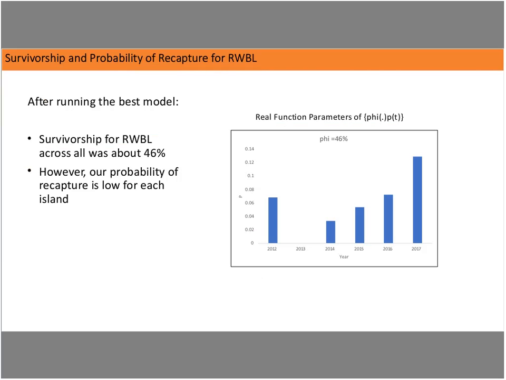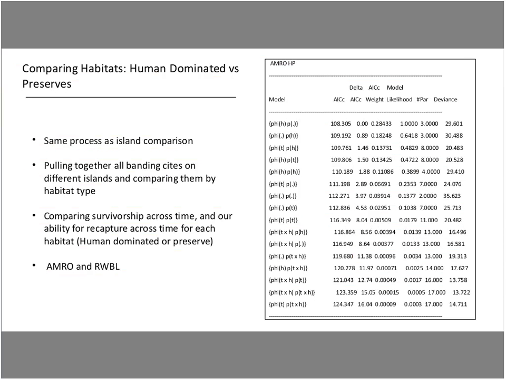So for each island, it didn't matter which island you looked at, average survivorship was about 46%. However, the probability of recapture was very low for each island. In the previous slide, our probability of recapture was about 13%, which is actually pretty good for us. And here we're at like 0.06, so not too great.